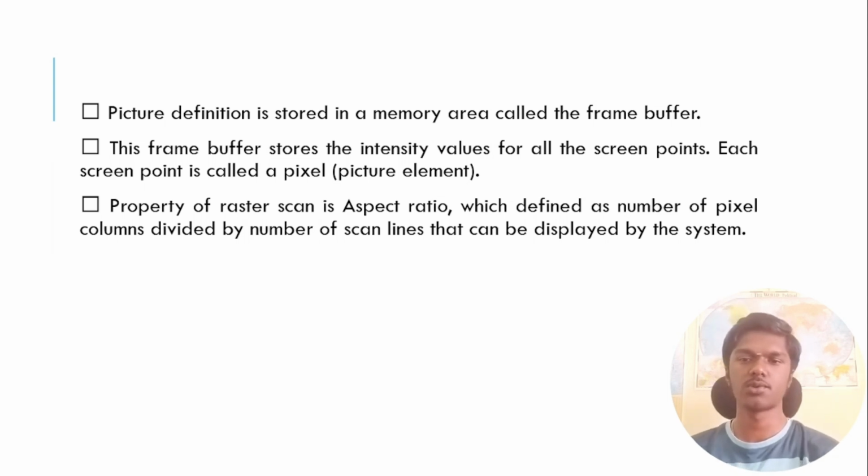Picture definition is stored in the memory called the frame buffer. This frame buffer stores the intensity values for all the screen points. Each screen point is called a picture element. A property of raster scan is aspect ratio, which is defined as the number of pixel columns divided by the number of scan lines that can be displayed by the system.